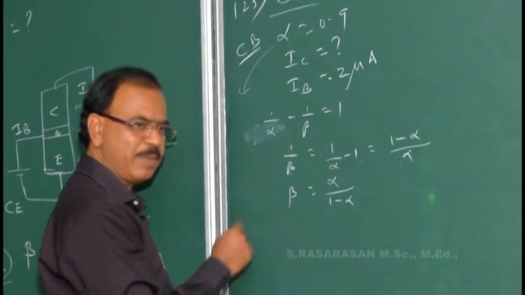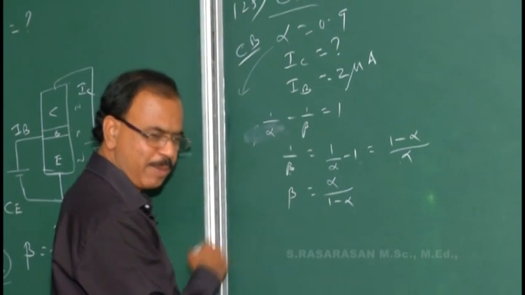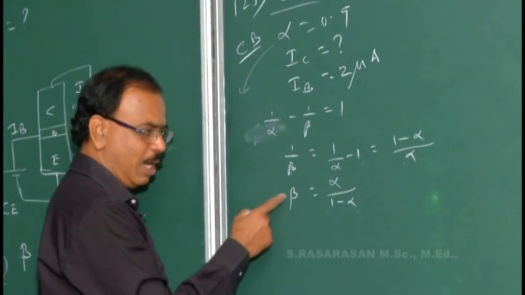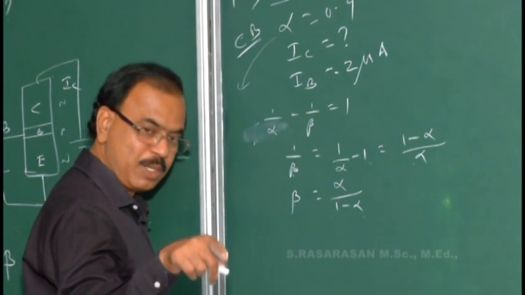Relationship between alpha and beta of the transistor: 1 by alpha minus 1 by beta equal 1, correct. Beta equal alpha by 1 minus alpha, correct. Alpha equal beta by 1 plus beta, correct.